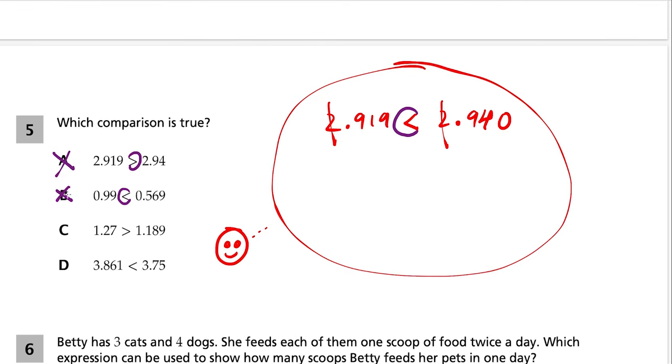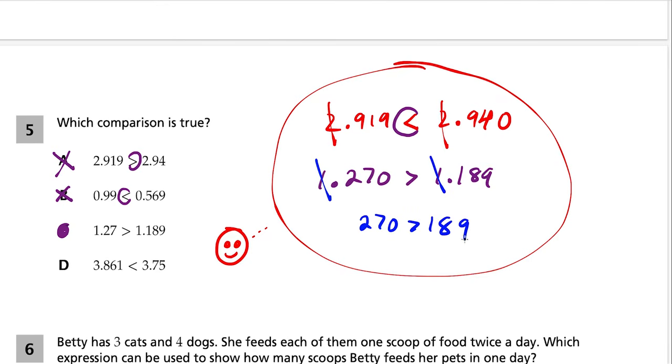So that one's out. Now the next one here, this looks true. Now, how do I know that one's true just by glancing at it? Well, we have 1 point, and I'm going to add an extra 0. We have 270 after the decimal, greater than 1.189. So the fact that the 1 matches in front, I could ignore this 1, and now I just think of it as comparing the number 270 to 189, and 270 is definitely greater than 189. So this is definitely choice C.